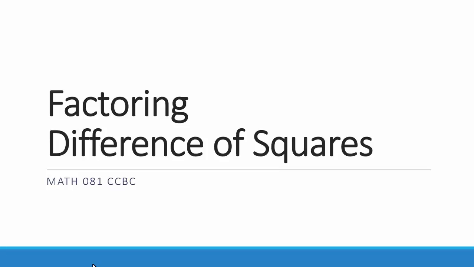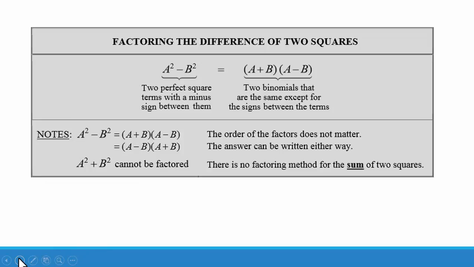In this video, we will be factoring differences of squares. Factoring differences of squares, we will be given something in this form, a squared minus b squared. We call this a difference of squares, a difference because we are subtracting.